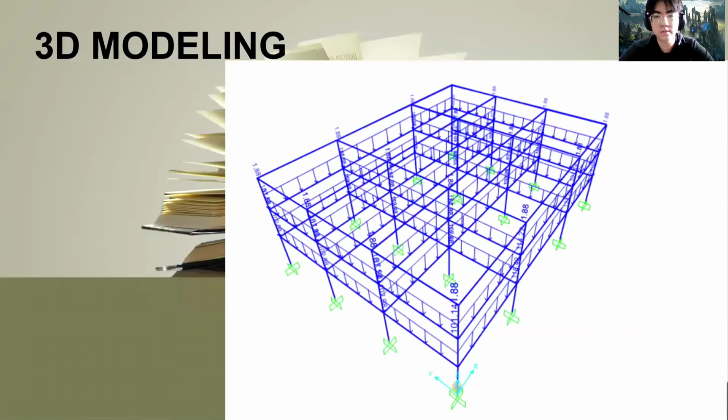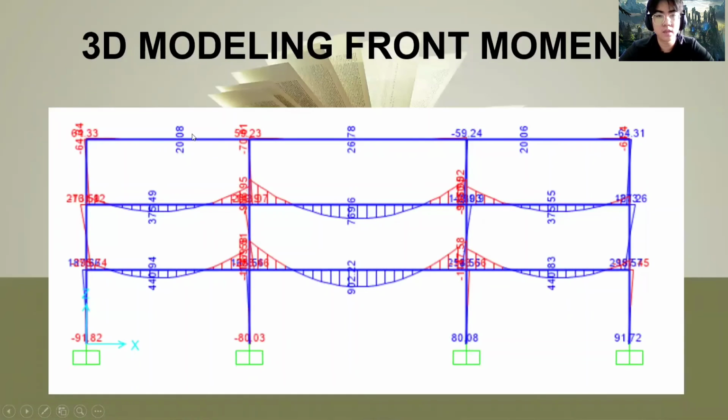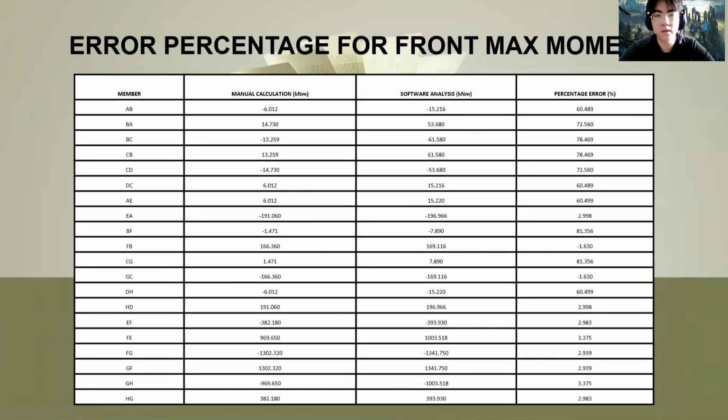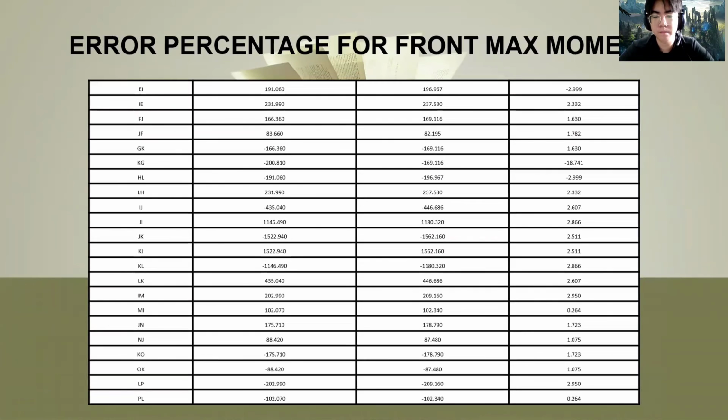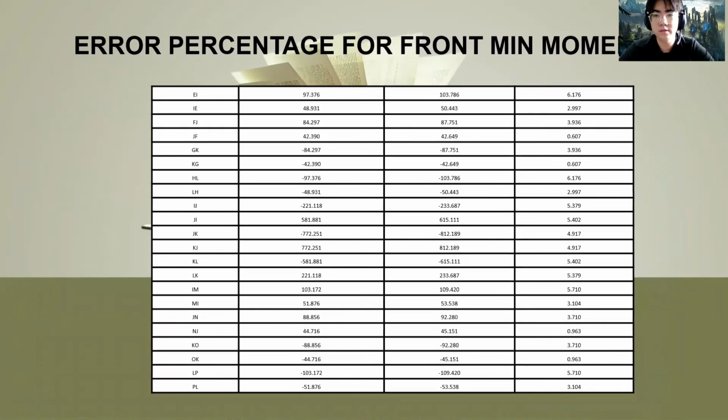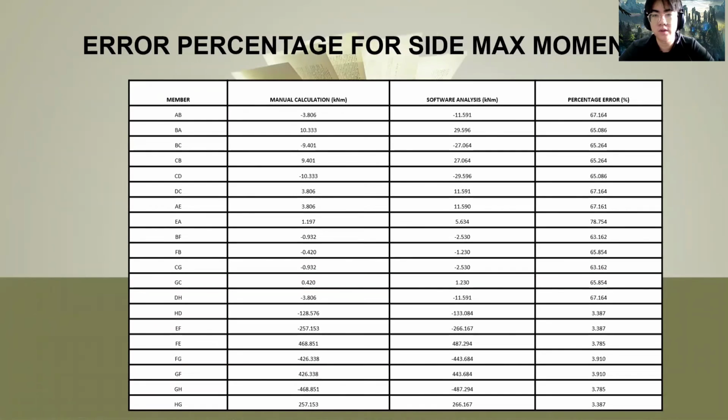Then we go to the 3D modeling, the 3D modeling front view moment, and the side view moment. Then we go to the error percentage for the front maximum moment. So we go to the minimum moment. Then we go to the side view maximum moment.